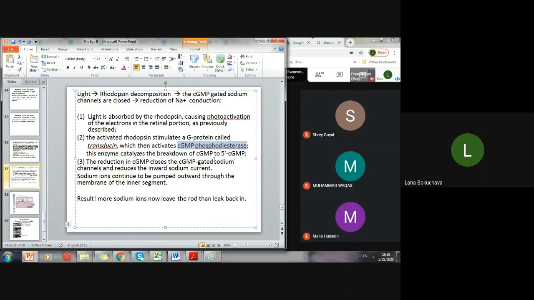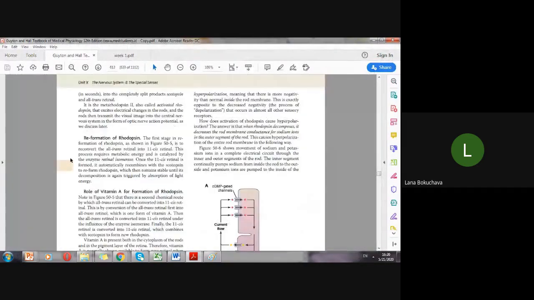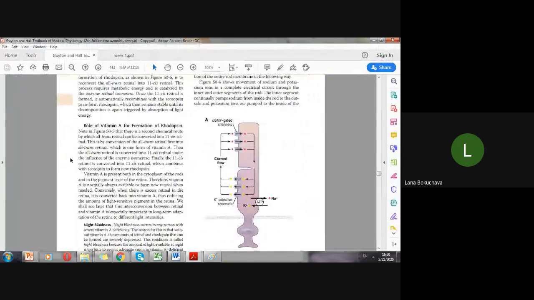And as a result, what do we have? More sodium ions, as you can see, are now passing out of the cell rather than the ones which are coming in. I didn't put the picture here, but we do have a very nice picture in this case. I was going through this part again, you see where this is.